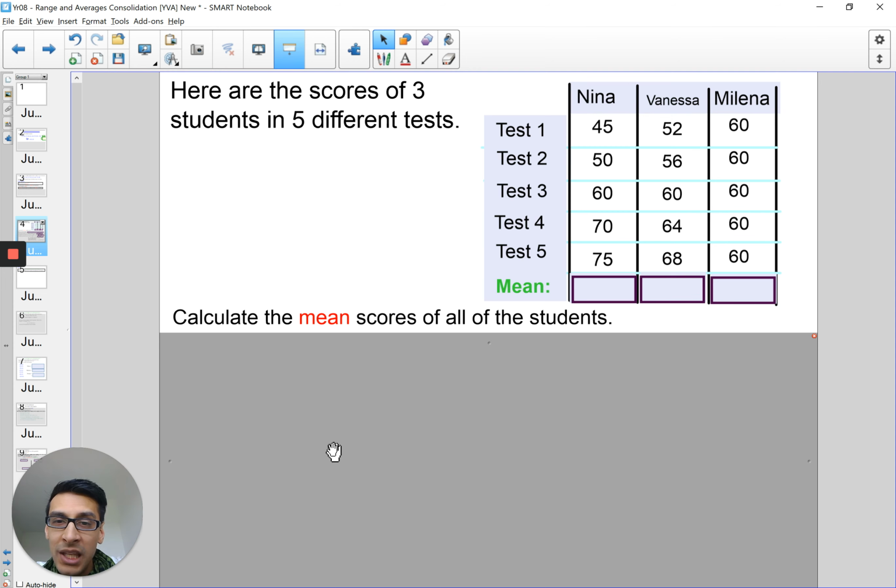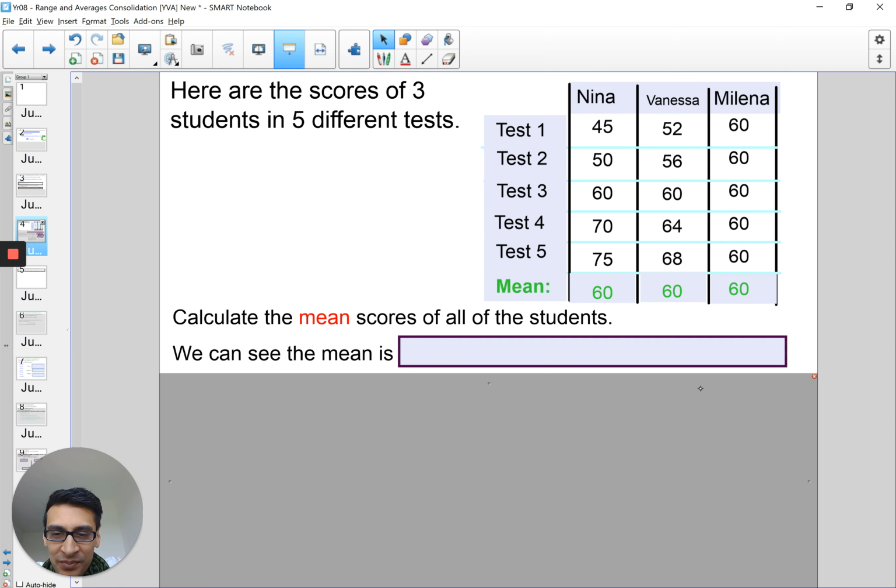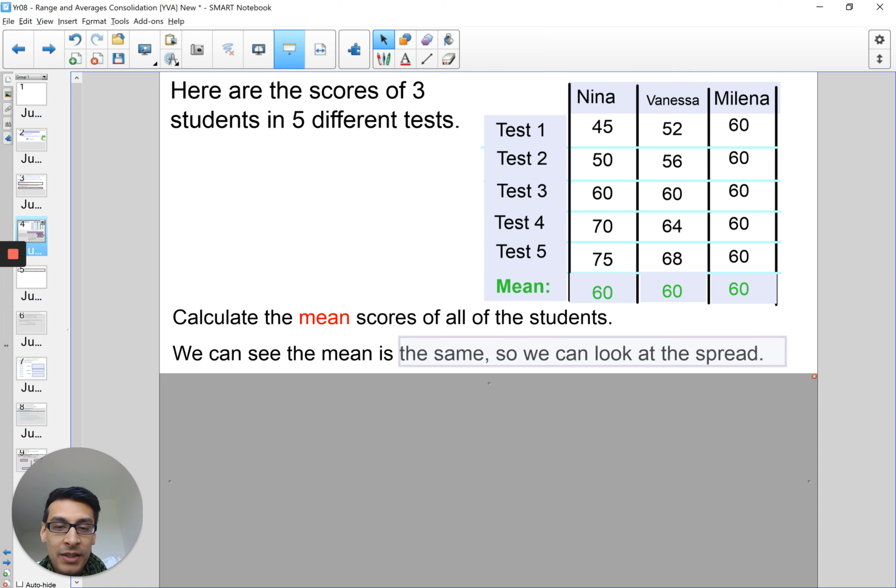Okay, so you should have the means for all the 3 girls, and what you should have realized is that the mean turns out to be 60 for Nina, 60 for Vanessa, and 60 for Milena. So in this case, we can see that the mean is the same for all the girls. So we might decide to look at the spread, and that means we're looking at the range of values.